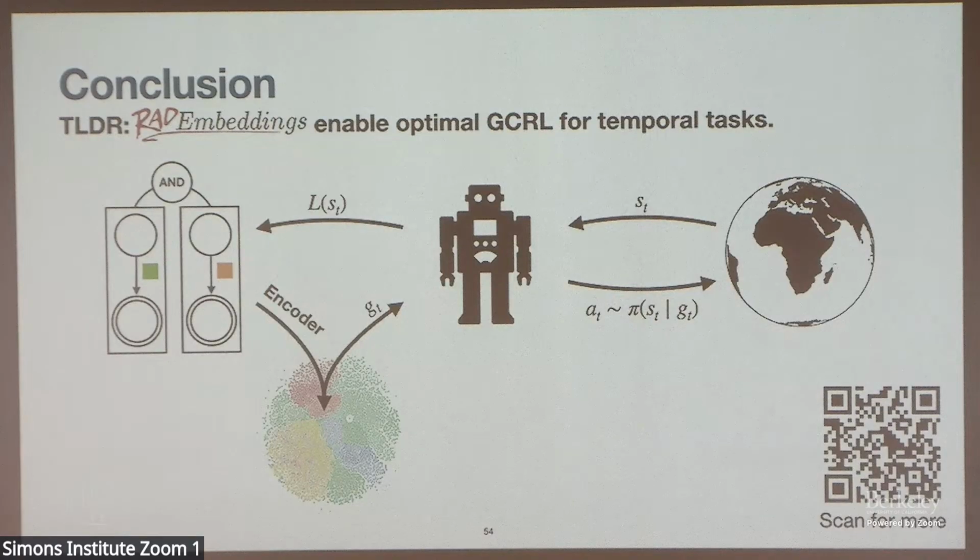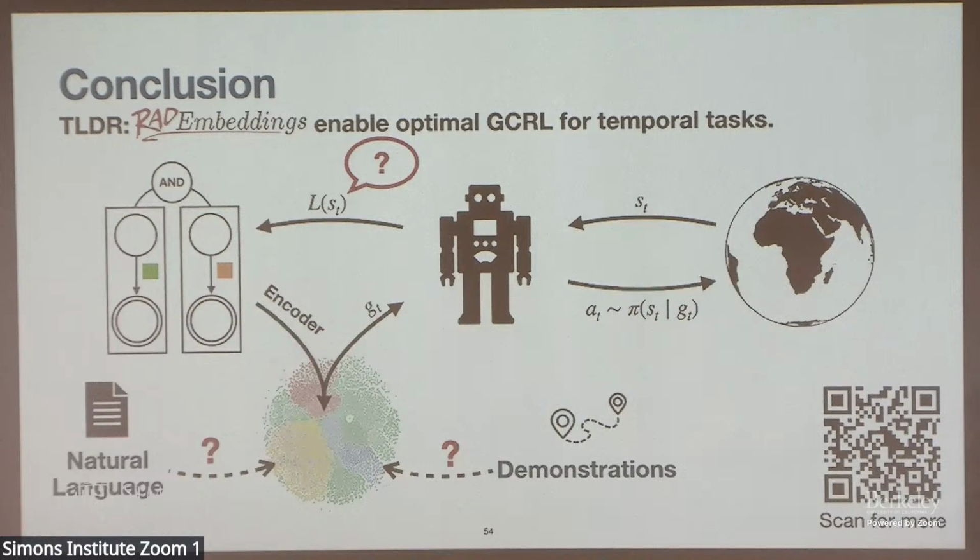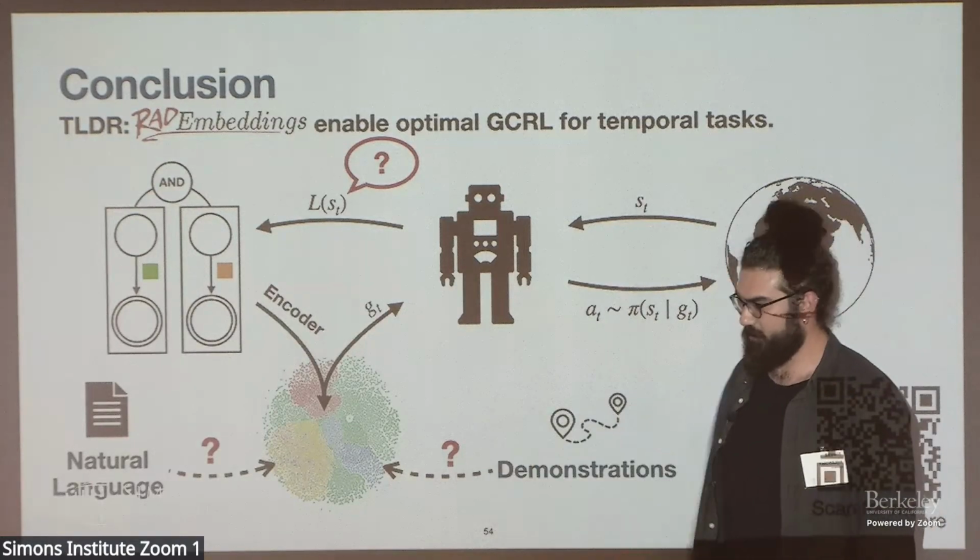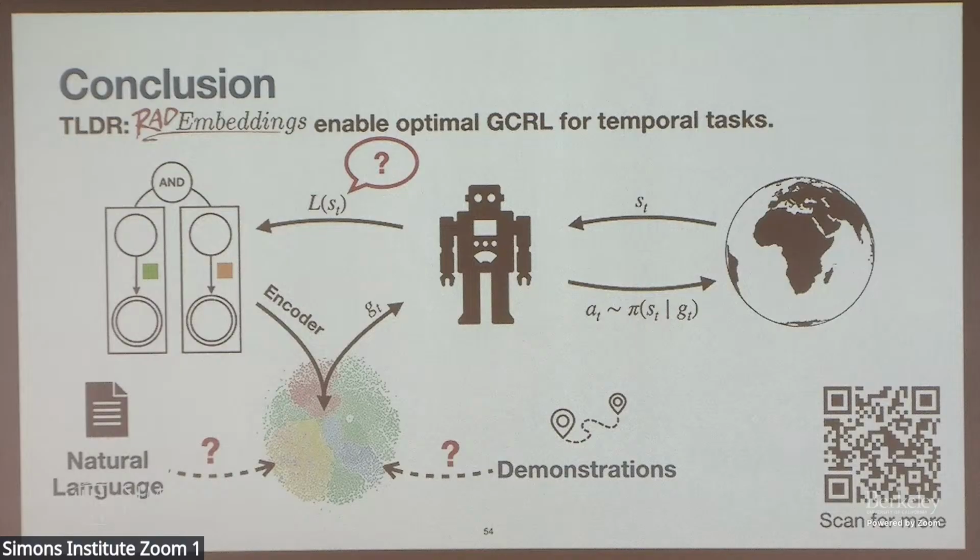And I want to leave you with two questions. This labeling function, associating states to symbols in the alphabet, is such a big assumption. So what can we do about this? And also the other side of the problem. Now that we have this nice embedding space that we have control over, and over which we have provable correctness, can we translate natural language instructions or demonstrations or other modalities to this space, and then use this for the downstream task? So I'll just leave with these questions.